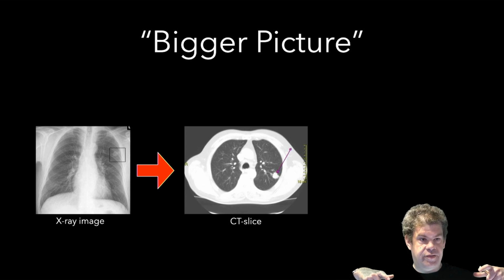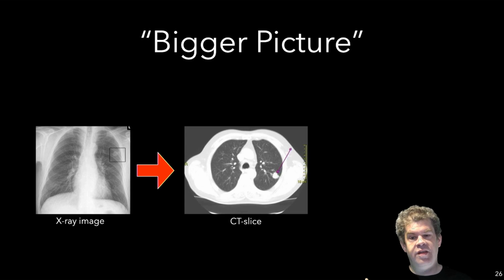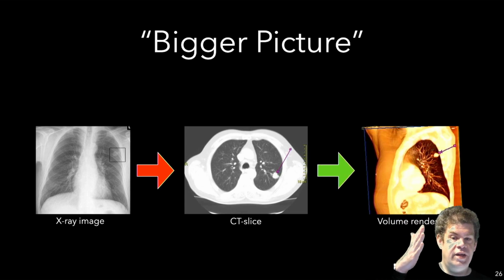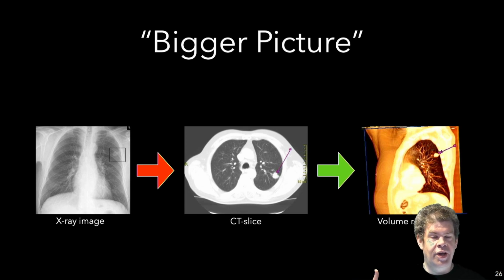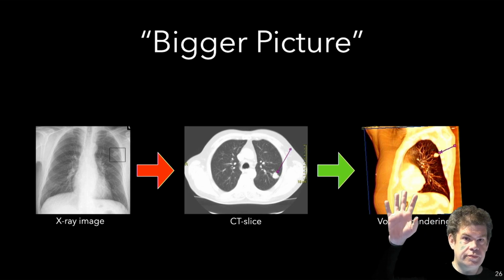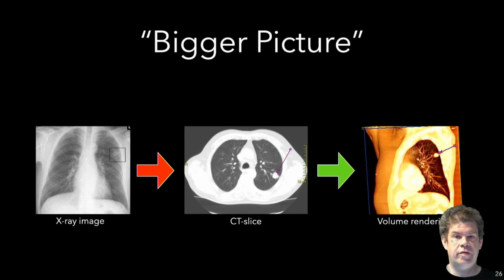So we get a slice through the body, which is along the scanning direction. And then funny enough, what we do in rendering later is we recreate what would happen if we were to do the X-ray in one direction. So we could do this in full 3D, which is a direct volume rendered image.